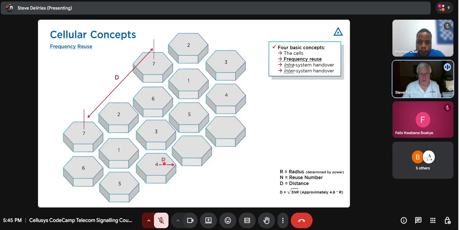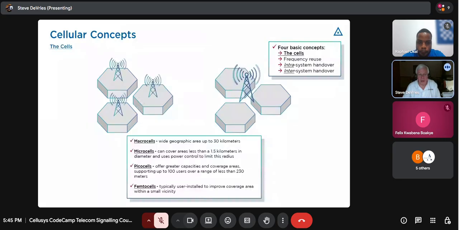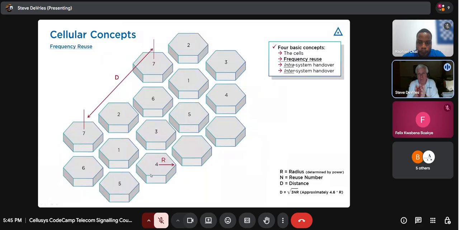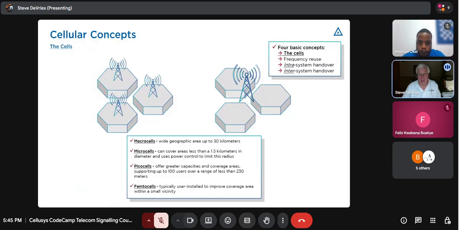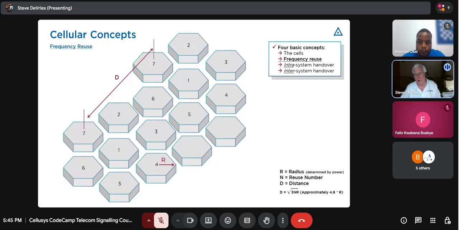Now, we'll use this radius here, even though the cell tower is not in the center, as a way to look at how much power you're going to emit. Because if you have a real small cell, like one of these femto cells or pico cells down here, you don't need a lot of power. However, if you're out in the countryside, in order to get 30 kilometer size cells, you need to emit more power. So it's directly related to the amount of power.